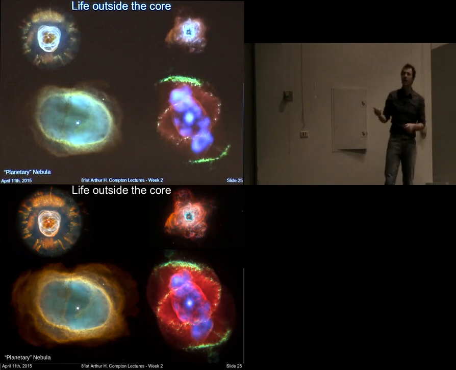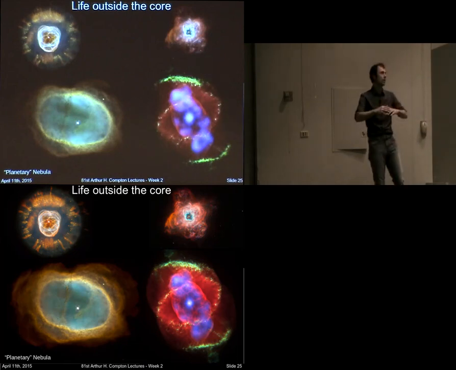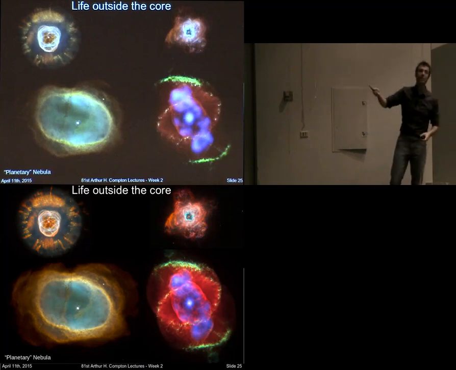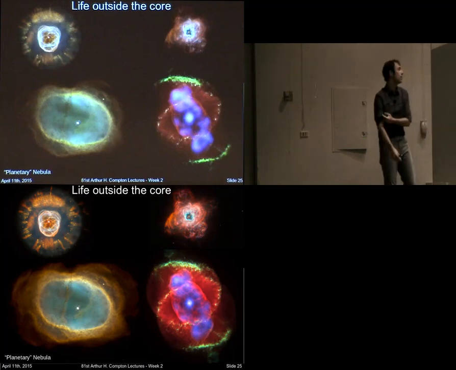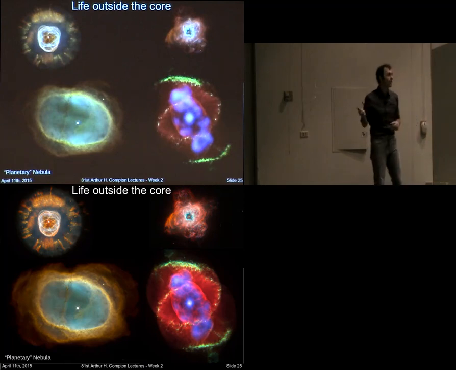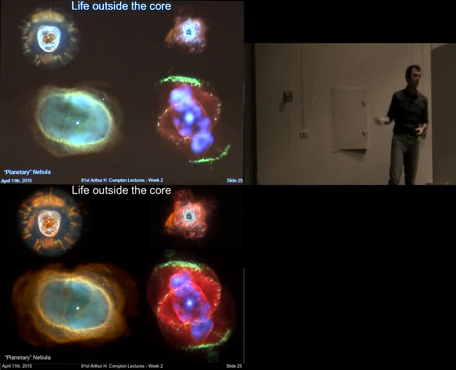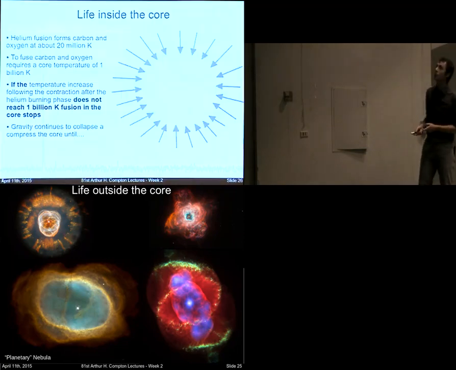This arrangement only has enough energy left to have these glowing for a few thousand years. So these are pretty short-lived arrangements of the system that you get this nebula. What happens to the core?